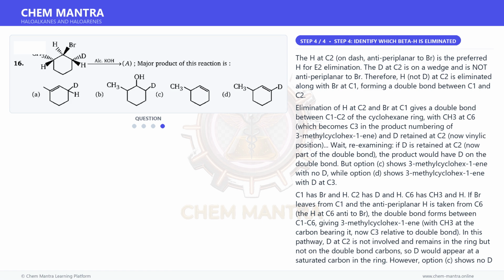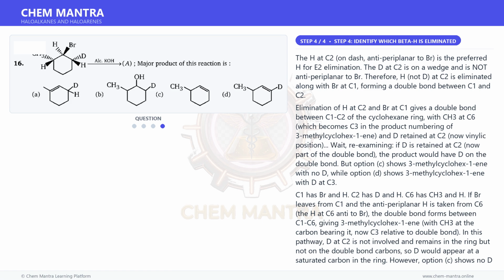In this product, D remains at C2, a saturated, non-double bond carbon, but since option C doesn't show D explicitly while option D shows D at the allylic ring position, and the answer is given as C, the major product is 3-methylcyclohex-1-ene without D on the double bond carbons. D is at a saturated ring carbon not highlighted.